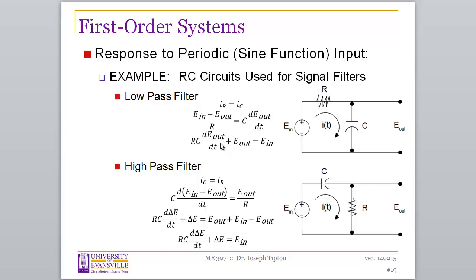I can rearrange this and show that this is a first-order differential equation. There's the derivative of output voltage with respect to time, and the time constant is a function of RC, the resistance and the capacitance. I could create a high-pass filter by putting the capacitance in series and the resistor in parallel. In that case, I could rewrite my equation, and if I use my dependent variable as the change in voltage, I could once again end up with a first-order differential equation where the choice of resistor and capacitor dictate my time constant.